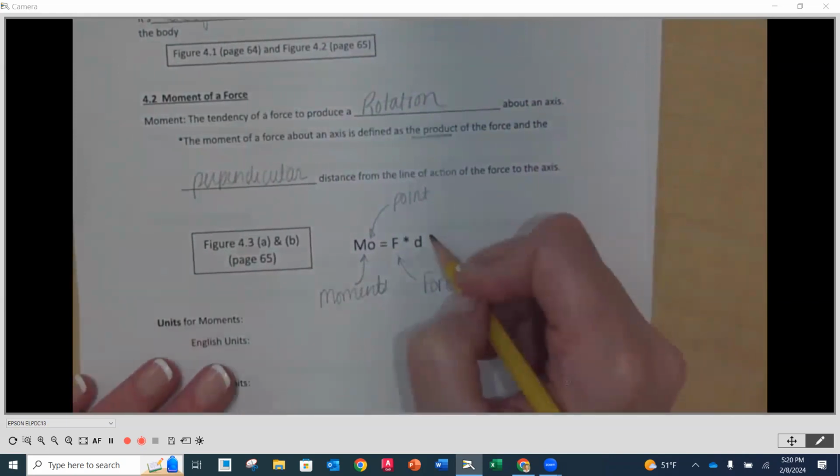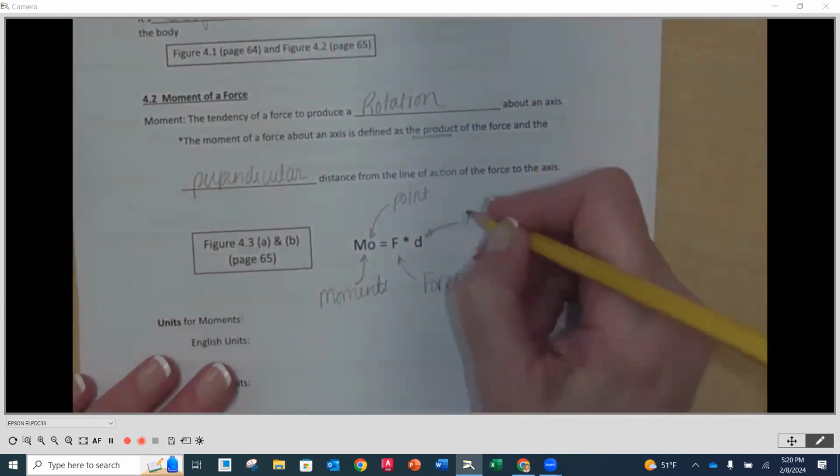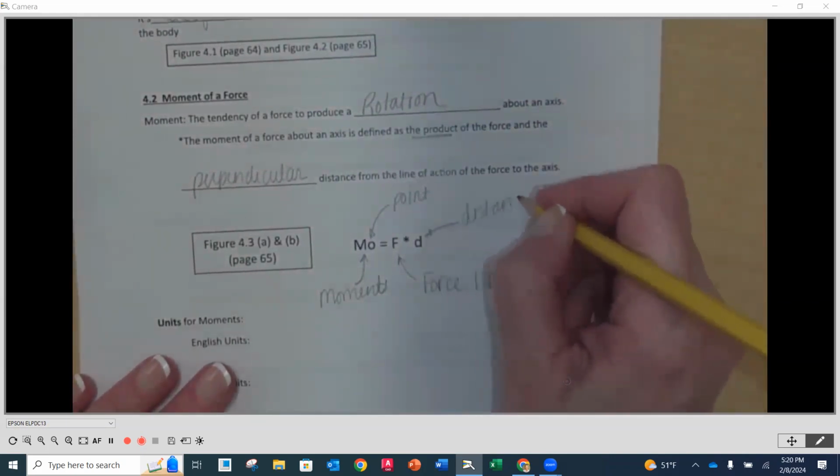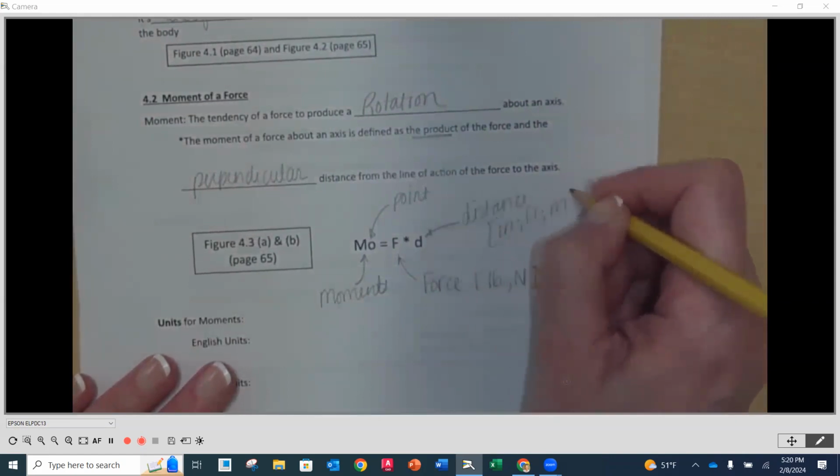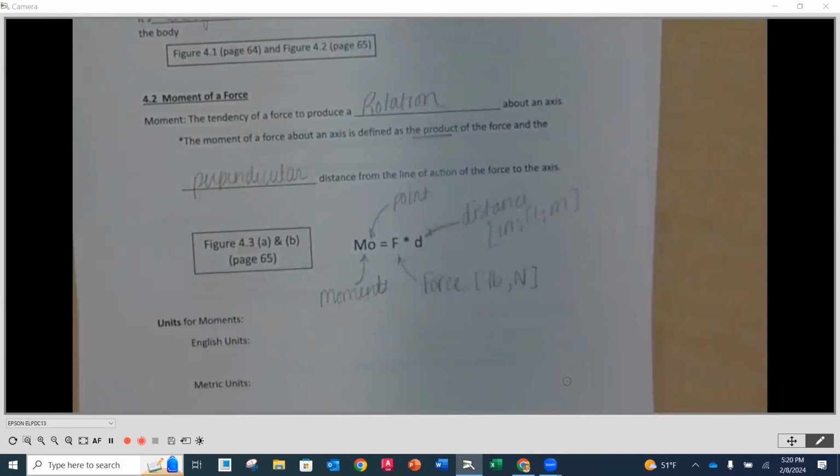And then our last is distance. So this is going to be inches, feet, meters, those types of things, okay? So a moment, very simple: the magnitude of the force times the perpendicular distance back to the point that we're summing our moments around, okay?